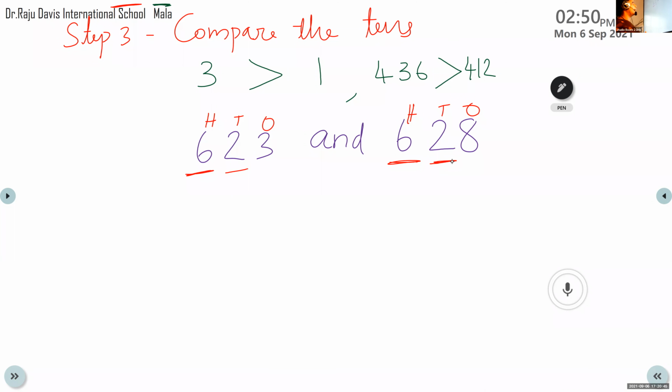Now in the ones place, in 623 it is 3, and in 628 it is 8. How will we compare 3 and 8? 3 is less than 8. Very good.